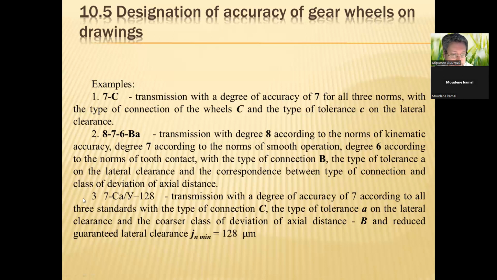And the third example, 7-Ca/B-128. Transmission with a degree of accuracy of 7 according to all 3 standards, with the type of connection C, the type of tolerance small a on the lateral clearance, and the coarser class of deviation of axial distance B, and reduced guaranteed lateral clearance equal to 128 micrometers.